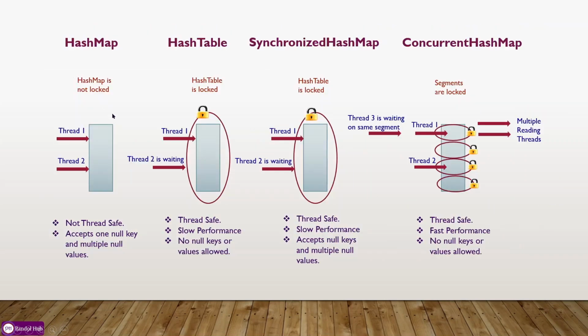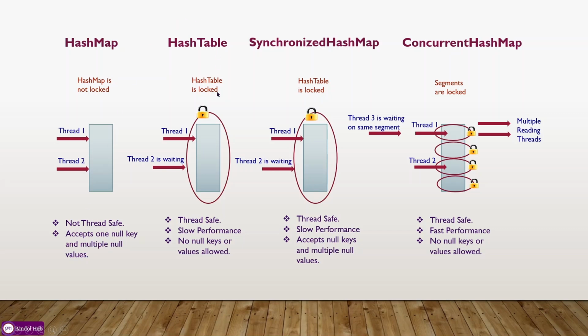So here is the difference between the hash map, hash table, synchronized hash map, and concurrent hash map. Here the hash map is not locked. So two threads can access it in parallel, but you don't have thread safety here. So it's not thread safe. It accepts one null key and multiple null values in a hash map.